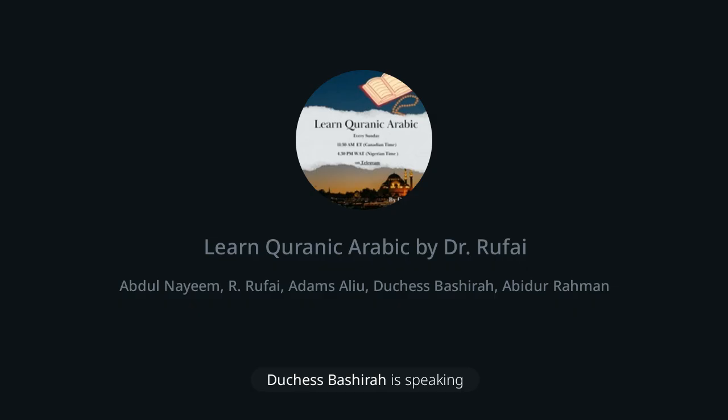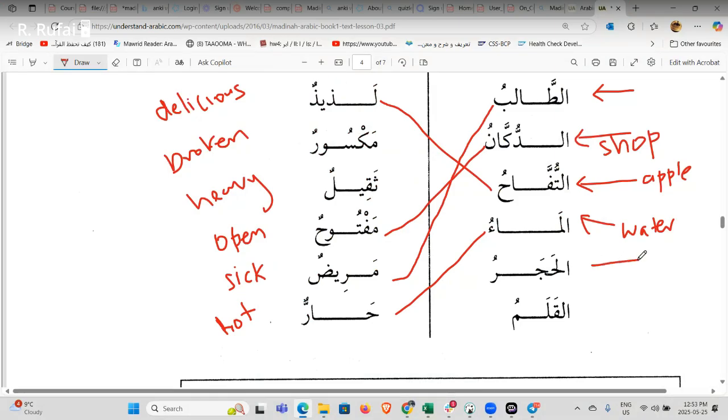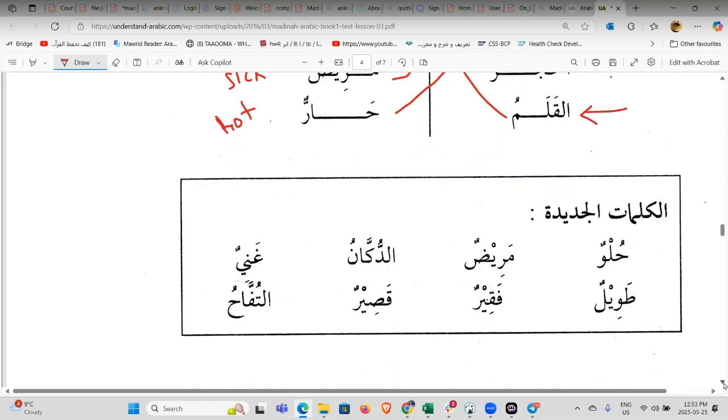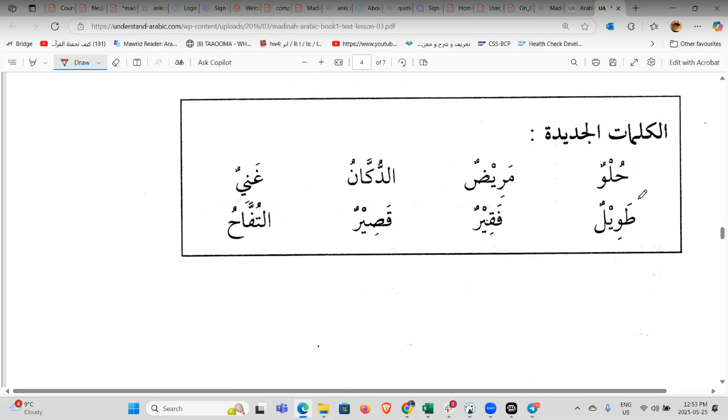Okay. So we need a volunteer now. Who wants to do al-hajaru, the rock? Hajarun thaqilun. Very good. Al-hajaru thaqilun. Another volunteer for al-qalamu. القلم مكسور. Very good. The pen is broken.